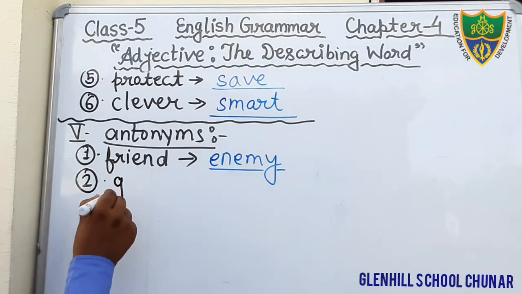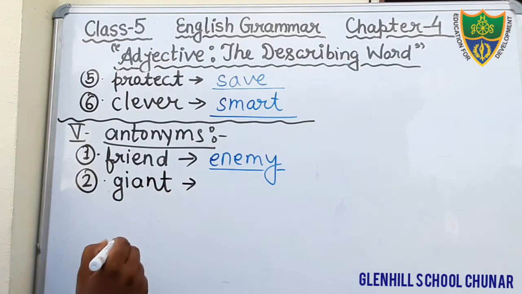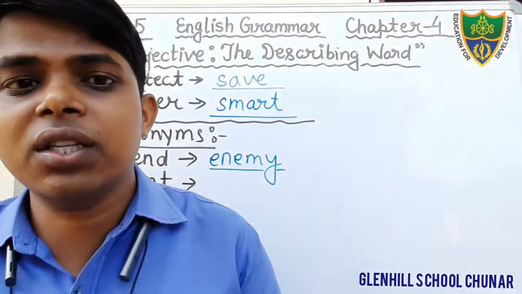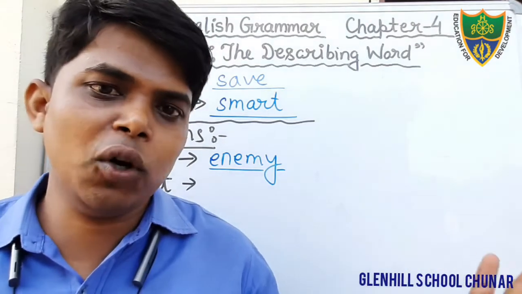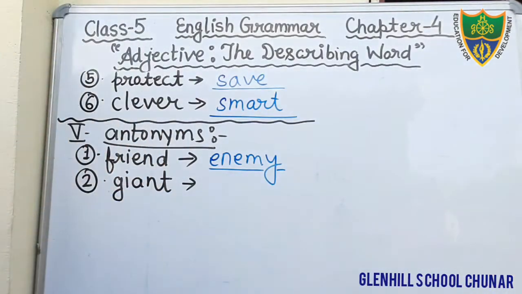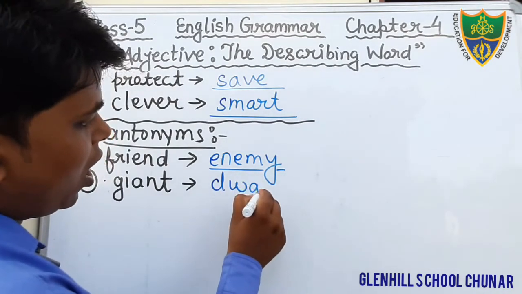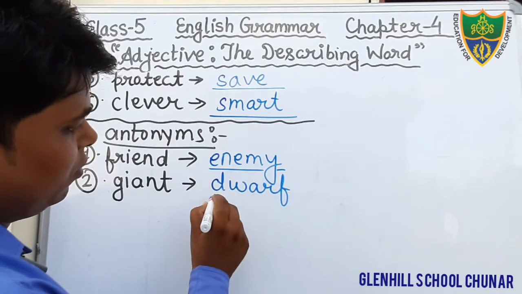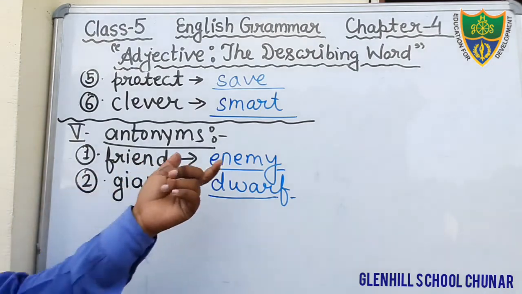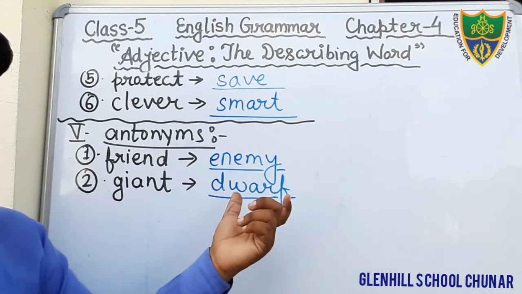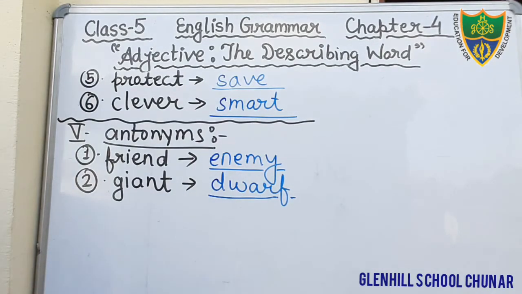Giant. G-I-A-N-T. Giant means very huge, very big. And what would be the opposite of that? Dwarf. D-W-A-R-F. You can write that, dwarf. The opposite of friend is enemy, and the opposite of giant is dwarf. Okay, students, just write down D-W-A-R-F. Next question.